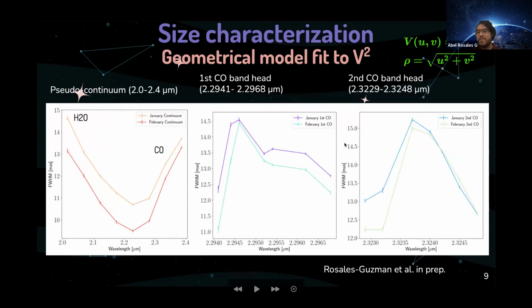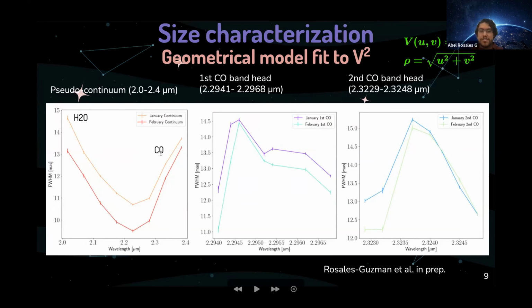Intervals, sorry. So we fit a Gaussian function to the squared visibilities as a function of the spatial frequency. Here you can see the functional form where U and B correspond to the spatial frequencies, and theta is the full width at half maximum of this Gaussian. And we can interpret this value as the apparent size of the source.